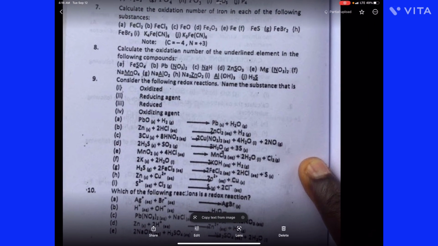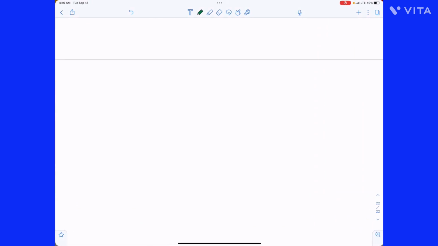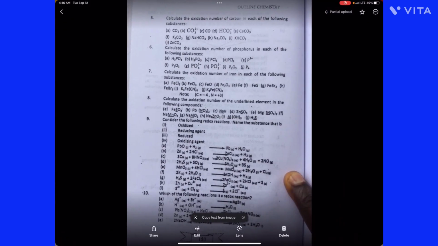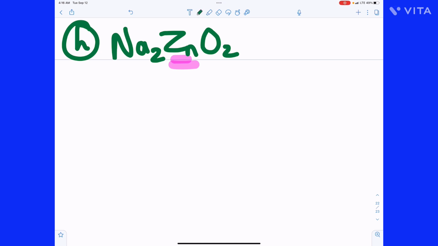That was G. Let's now go to H. H now: Na2ZnO2. We have to find the oxidation number of Zn. Let me be sure of that. Yeah, correct, Na2ZnO2.